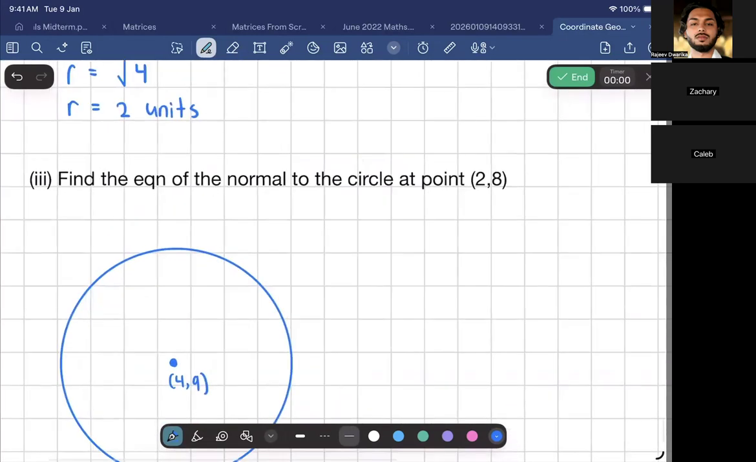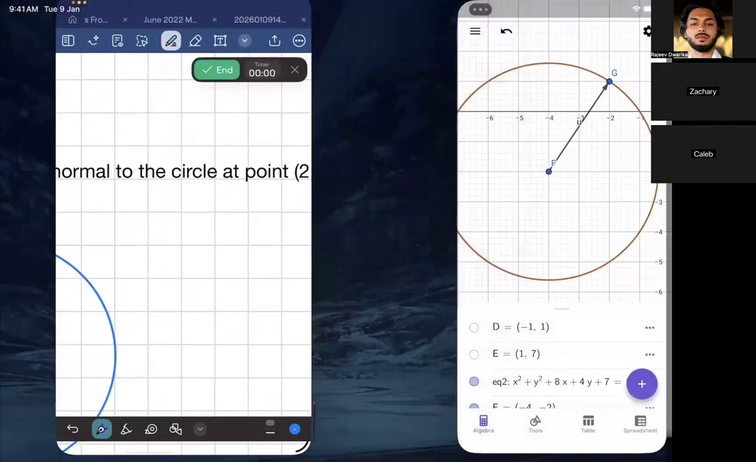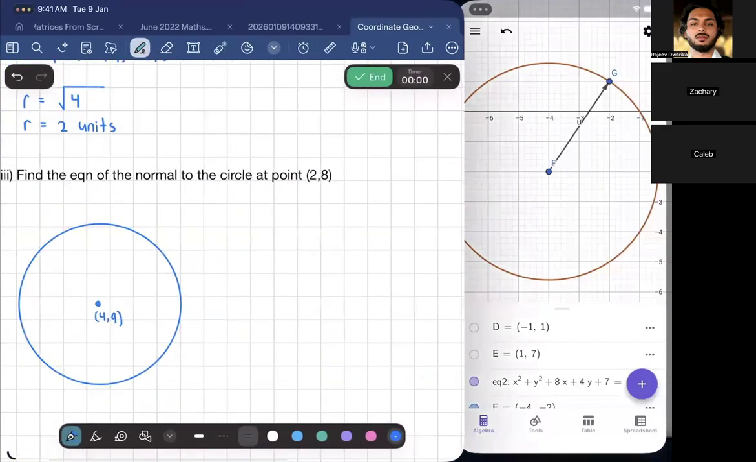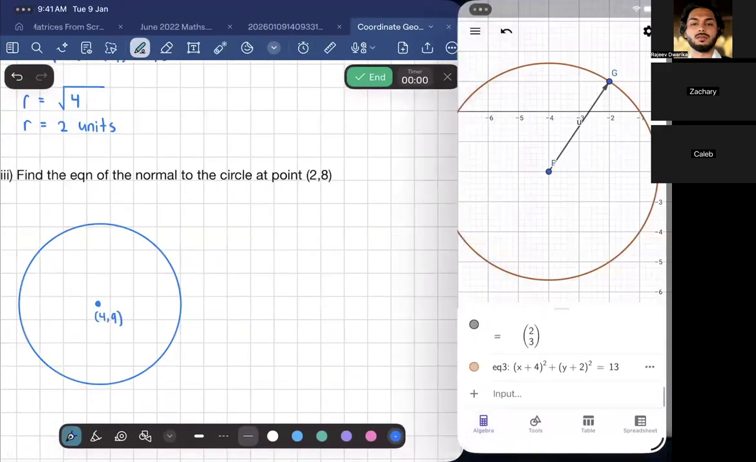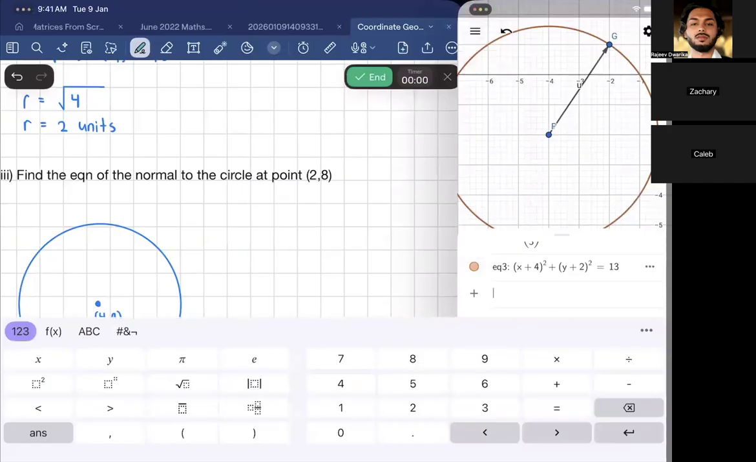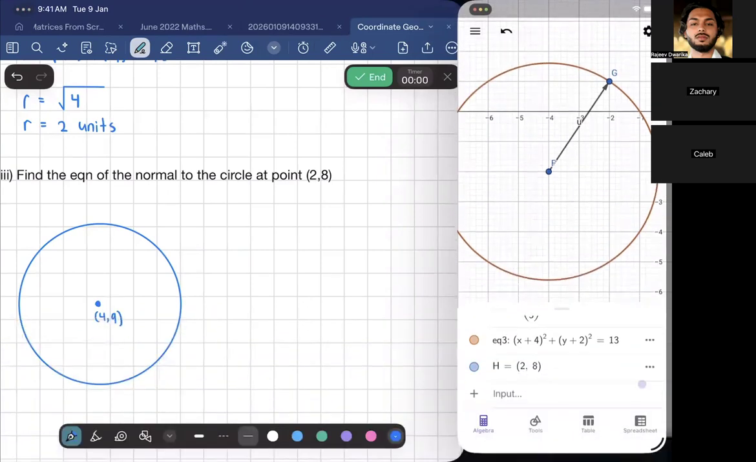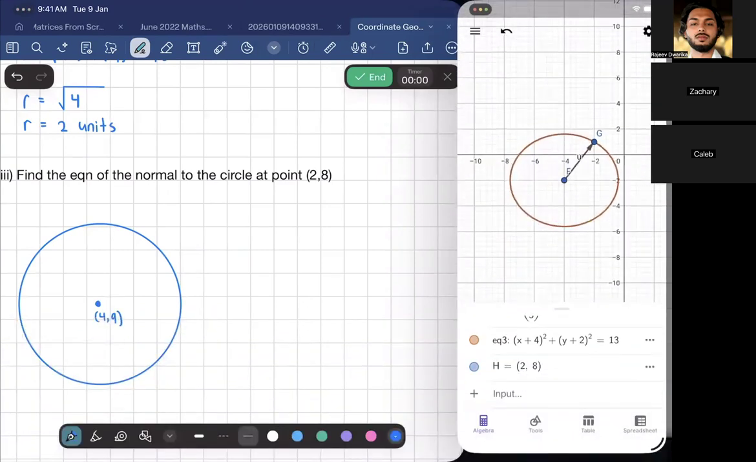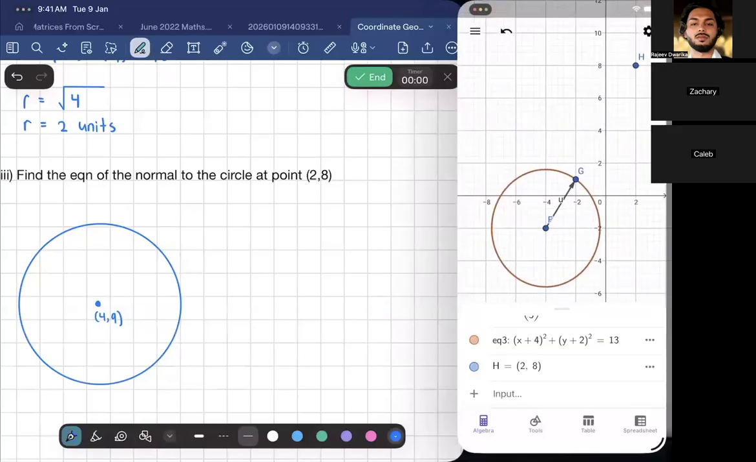And in part 3, they're saying find the equation of the normal to the circle at point 2,8. So they're giving us a random point, 2,8. Now let me just check something real quick. Now that point doesn't necessarily have to lie on the circle, eh? Guys, does 2,8 lie on the circle? That's point H.